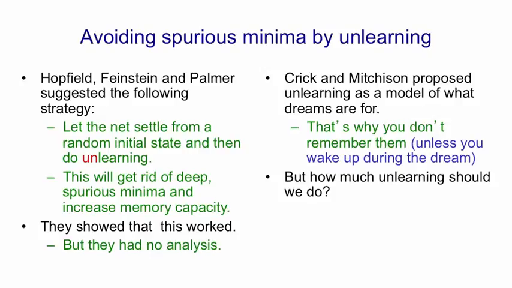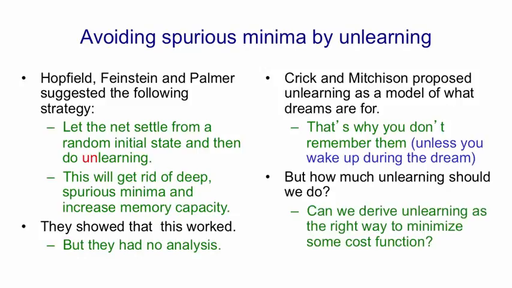But there's another problem with unlearning, which is a more mathematical problem, which is how much unlearning should we do? Now, given what you've seen in this course so far, a real solution to that problem would be to show that unlearning is part of the process of fitting a model to data. And if you do maximum likelihood fitting of that model, then unlearning will automatically come out of fitting the model. And what's more, you'll know exactly how much unlearning to do. So what we're going to try and do is derive unlearning as the right way to minimize a cost function, where the cost function is how well your neural net models the data that you saw during the day.